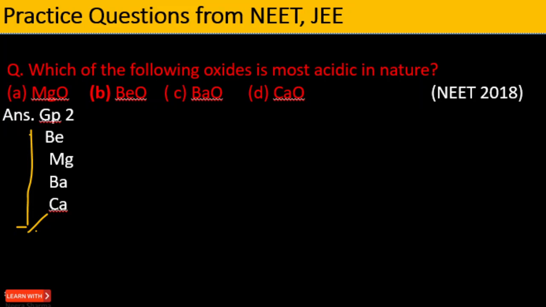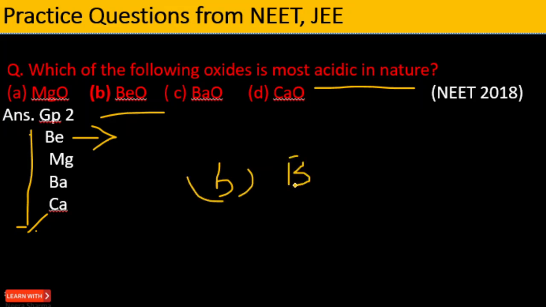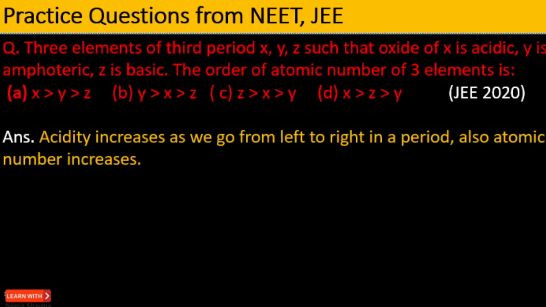So which element would be most acidic? Beryllium would be the most acidic and calcium would be the least acidic. So the most acidic oxide would be beryllium oxide, B. So B, beryllium oxide, would be the most acidic oxide. Let's take the next question.